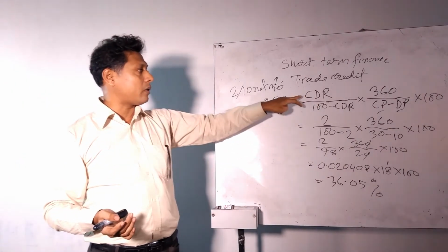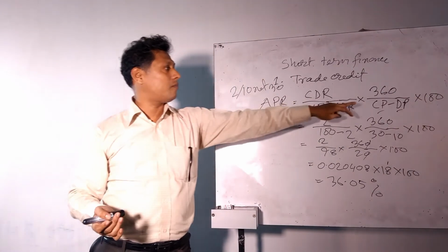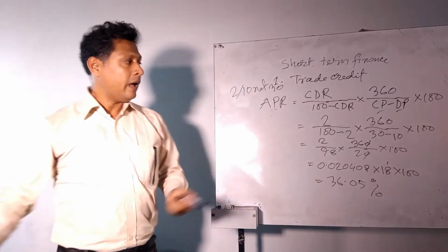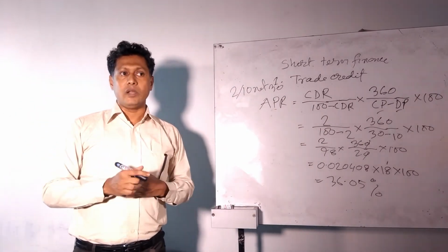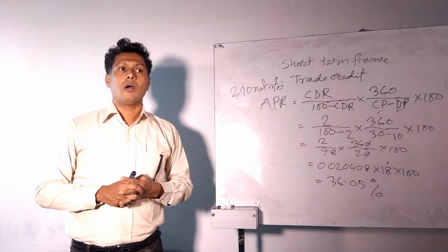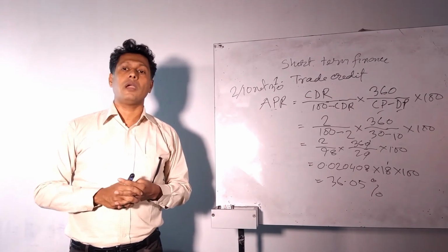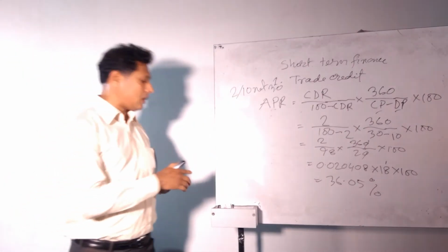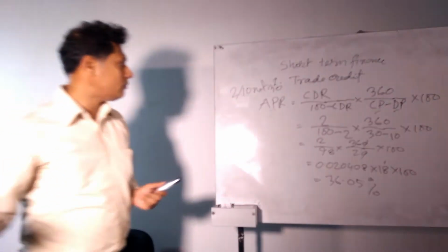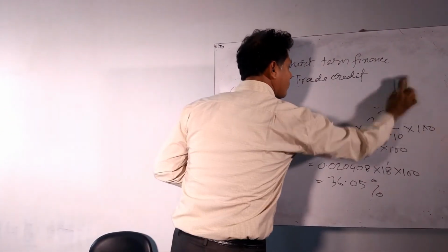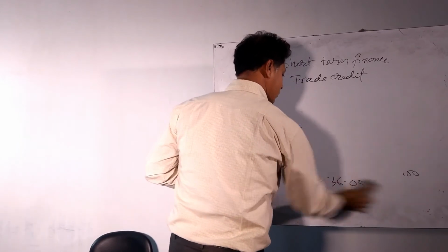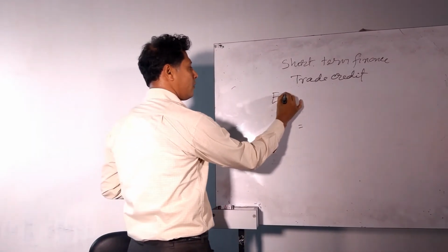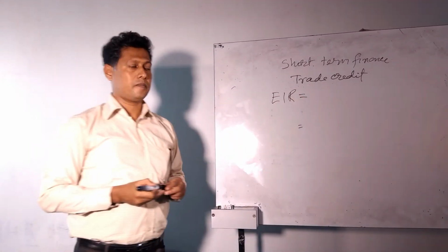So we have to memorize what is the CDR, what is the CP, and what is the DP. That is enough for memorizing this sort of formulas. Besides the APR, sometimes you may be asked to calculate the effective interest rate. That's called EIR. Now I will teach you what the EIR is. EIR means effective interest rate.